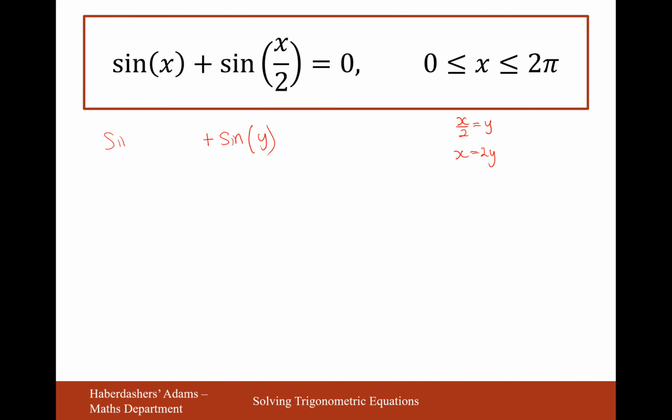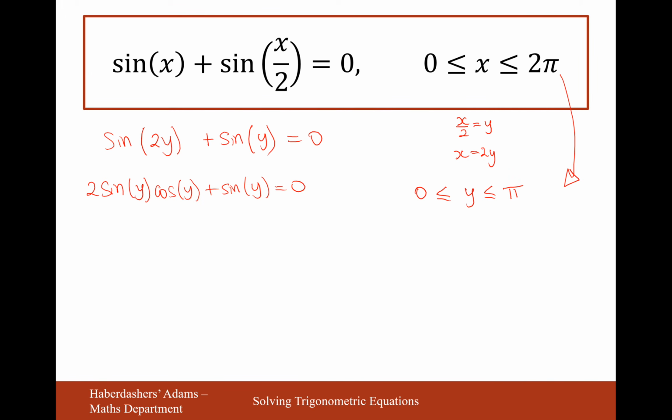And then the sine x will become sine 2y, and that will equal 0. And if I'm changing the angle, then I'll need to change this domain here, so I'll need to divide it by 2, so that'll be 0 to y to pi. I've divided it by 2 here. Okay, so now I'll use the double angle formula on the sine 2y. That would be 2 sine y cos y plus sine y equals 0.